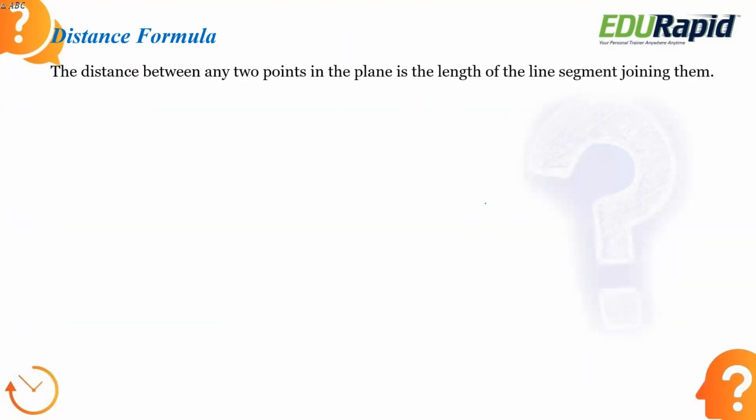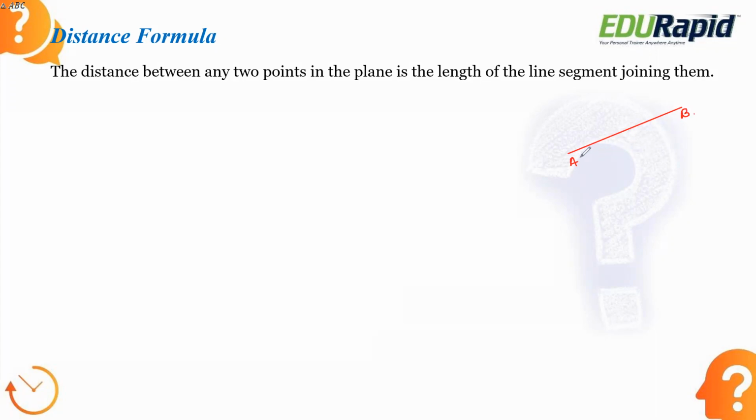Next, we come across the distance formula. The distance between any two points in a plane is the length of the line segment joining them. So this is already known to you all, isn't it? The distance between any two points in the plane is nothing but the length of the line segment joining them. So let us consider a straight line here. I'm considering a line here. What's the distance if I take the points to be, say, A here and B here?